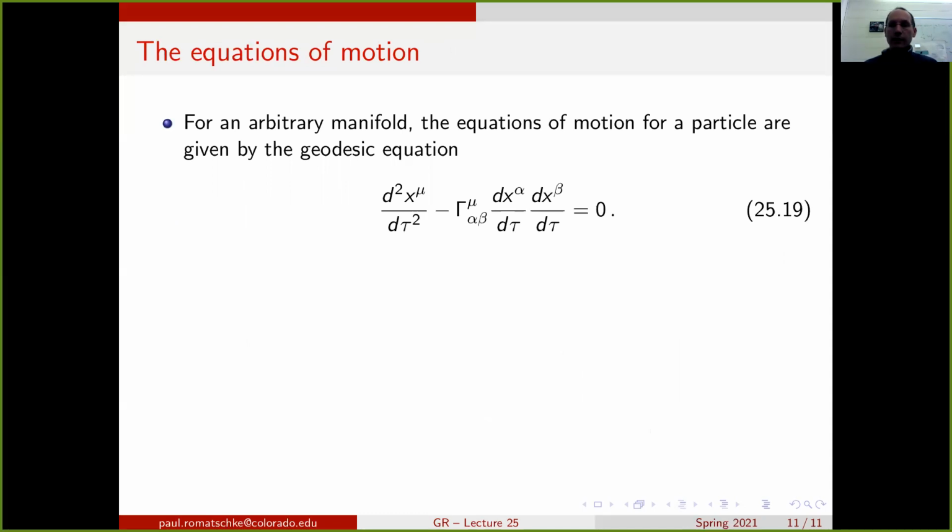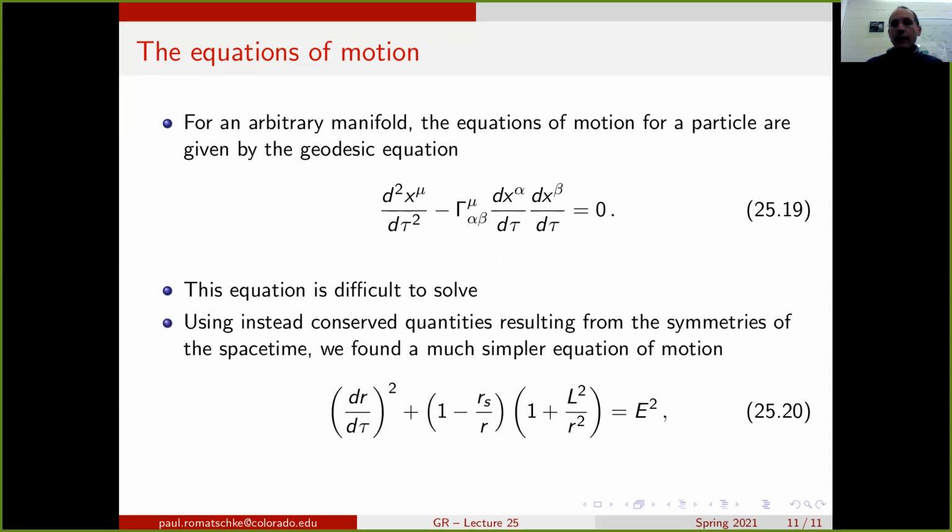I just want to contrast this with the equations of motion for a particle given by the geodesic equation. What you should note is that the corresponding geodesic equation here is much more complicated. It links second-order time derivatives with first-order time derivatives in different coordinates. So we would have to disentangle, if you want, this set of nonlinear differential equations. It's hard to solve the geodesic equation directly. By contrast, the equation that we found by using the Killing vectors of the Schwarzschild metric is much simpler. It's in the form of a first-order differential equation, and we'll see that we can solve this equation in a much more straightforward fashion, and we will do so in the next lecture.